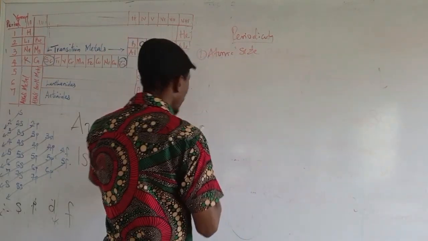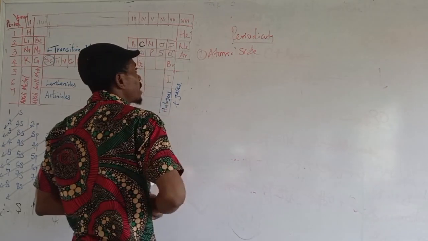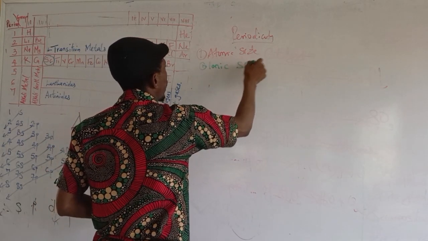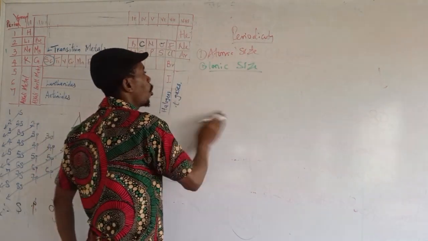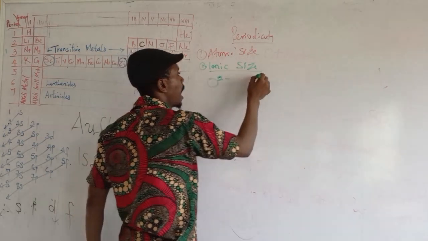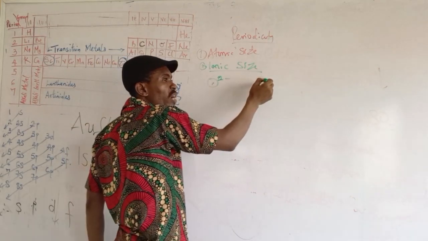Then, having said that, we now look at ionic size. We are to look at ionic size, of, let's say this is O2 minus and this is oxygen. This is the ionic form of oxygen and this is the neutral form.